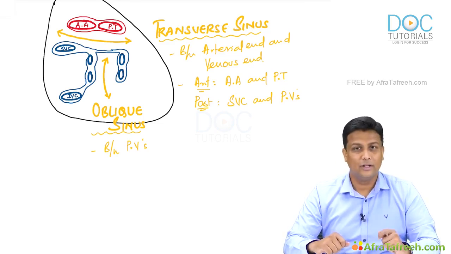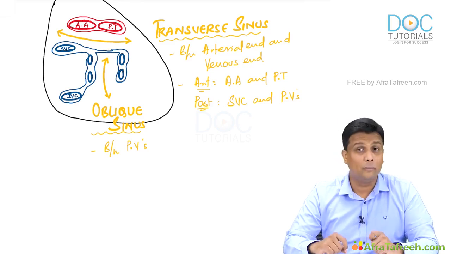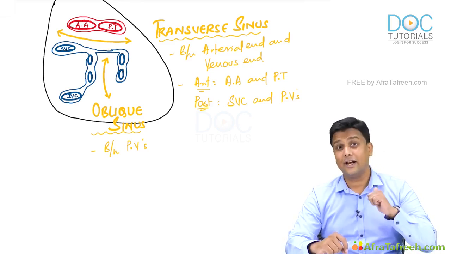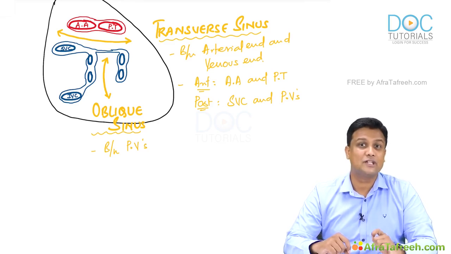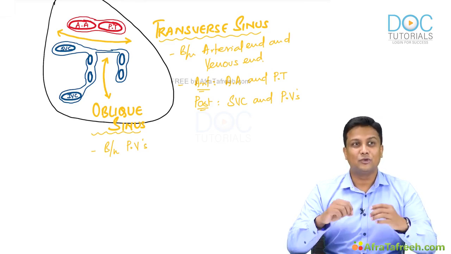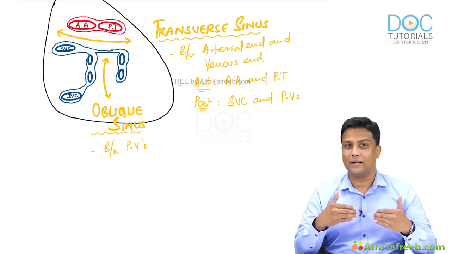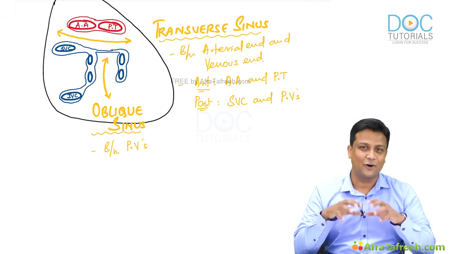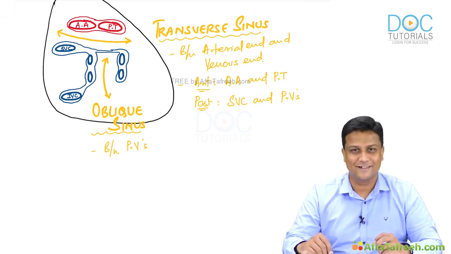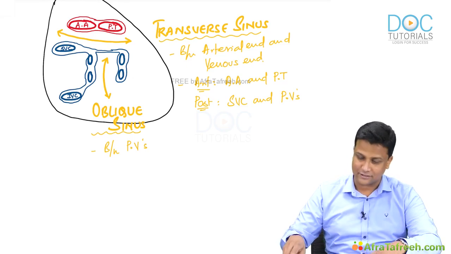Otherwise, what will happen, if there is no space present there, if there is no oblique sinus present there, then just behind that, there will be the esophagus passing from there. So, there are chances that the esophagus can be compressed. So, to avoid the compression of the esophagus, we are having that oblique sinus. Hope you understood the entire concept behind that.